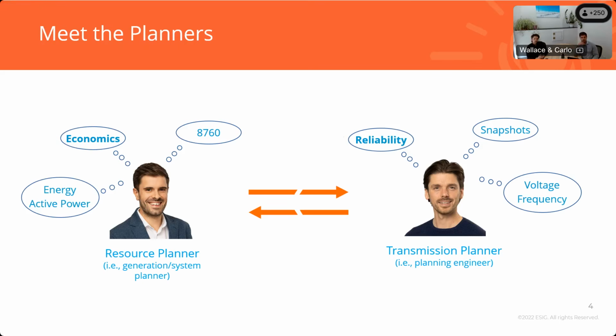And to do that, we are going to speak from different perspectives. So I'm going to take the role of the resource planner, or in many places also called the generation planner or the system planner. And I'm primarily interested in economics, in building the least cost system of the future. I think about every hour of the year, I think about 8,760 hours. I care about the ability to build a system that can operate and can meet demand during every hour of the year. And I'm primarily concerned about energy and active power.